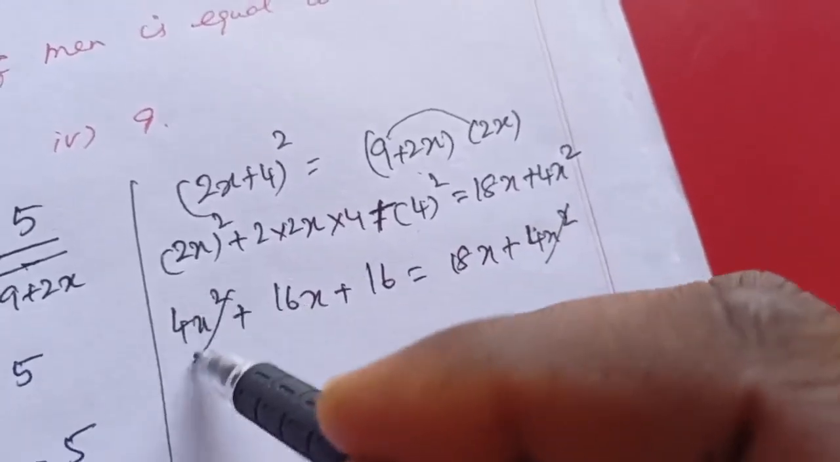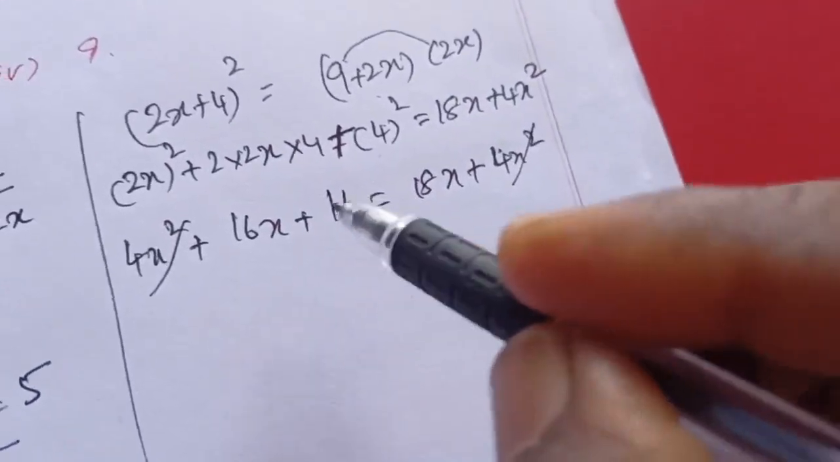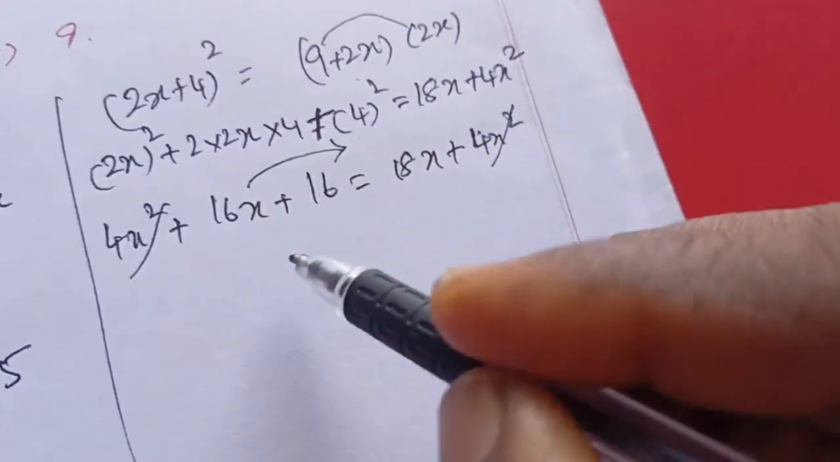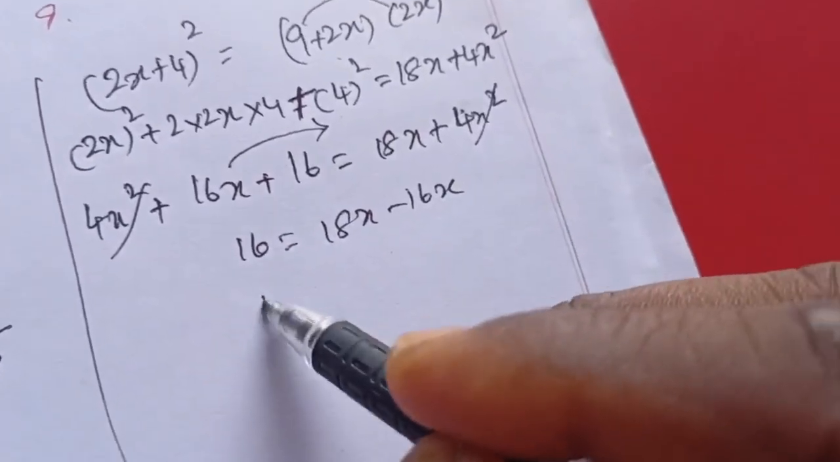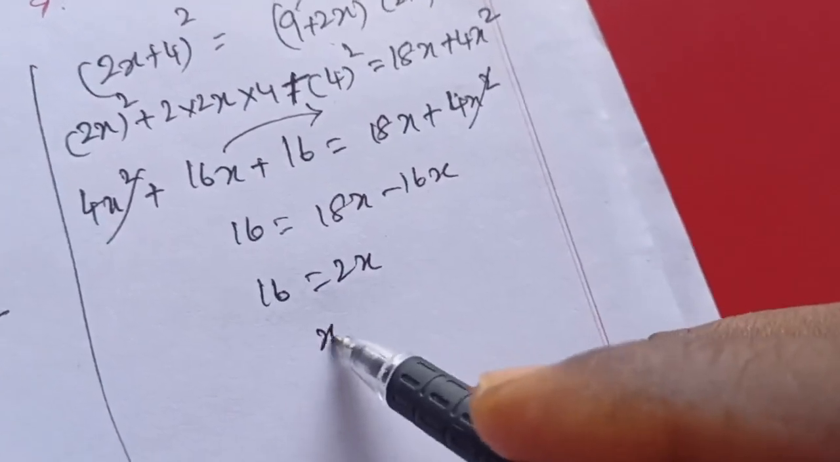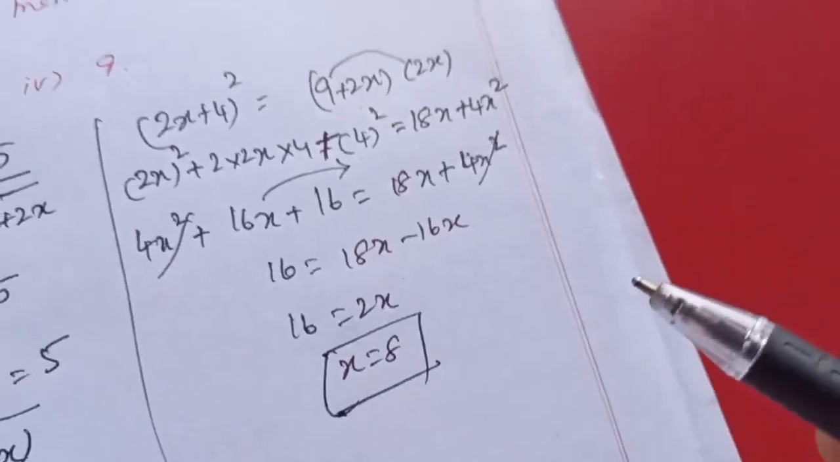4x square will get cancelled. So now you are going to take this 16x to the next side. So 16 is equal to 18x minus 16x. So 16 is equal to 2x. So x is equal to 8. So value of x is 8.